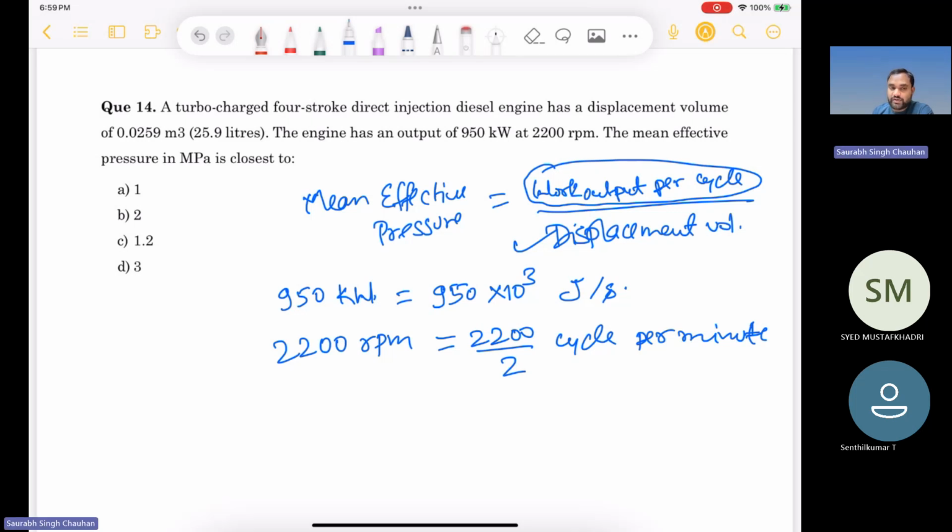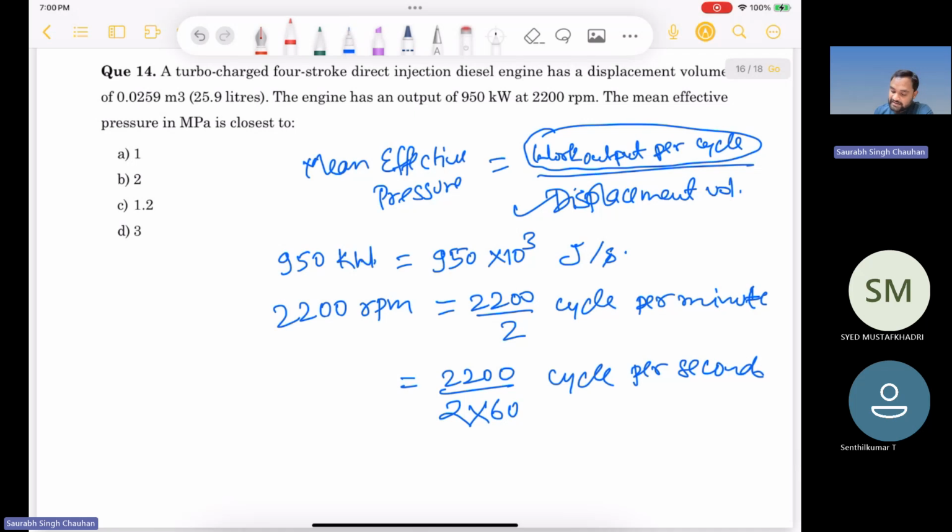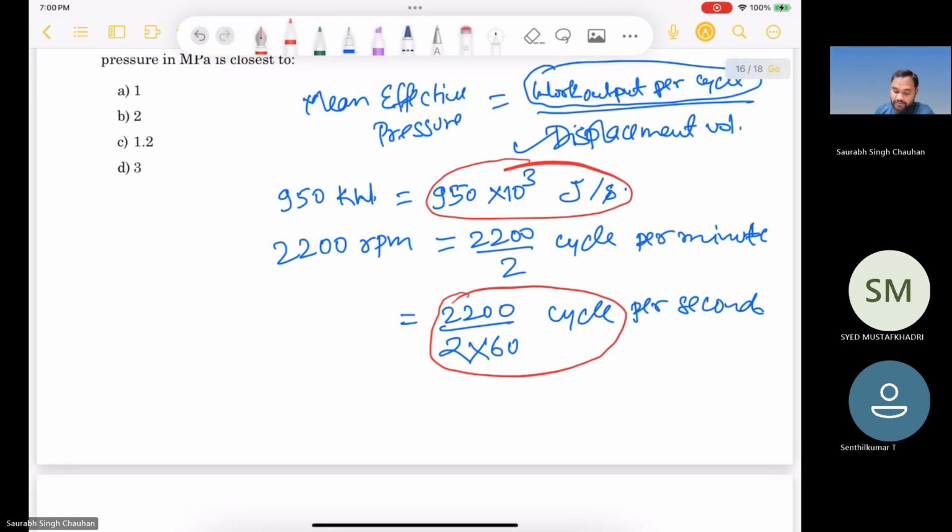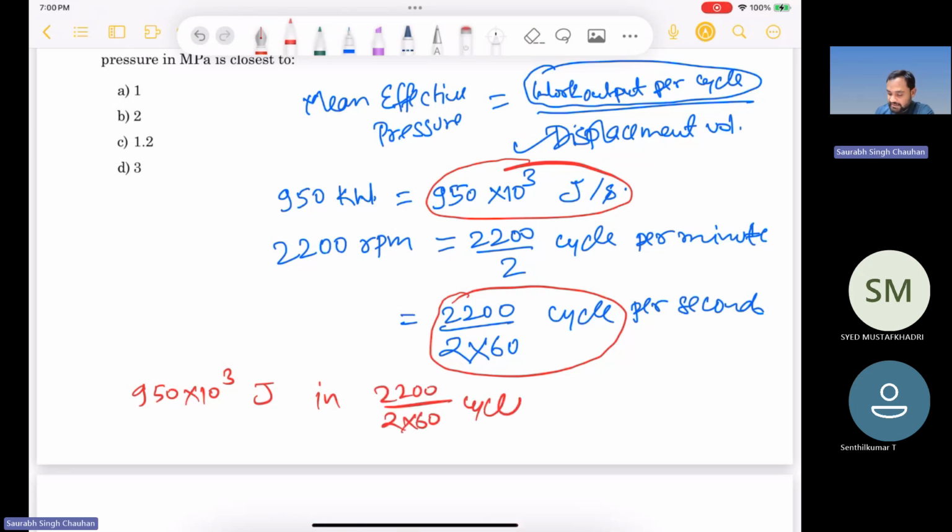for completing one thermodynamic cycle, we need 2 revolutions, right? And in two-stroke engines, one cycle is completed in 1 revolution. So since it is a four-stroke engine, for completing one cycle there should be 2 revolutions. So if there are 2200 revolutions in 1 minute, there will be 2200 divided by 2 cycles per minute. And there will be 2200 divided by 2 divided by 60 cycles per second, right? So in 1 second, there are these many cycles and this much energy is produced. So you can say that 950 into 10 to the power 3 joule is produced in 2200 divided by 2 into 60 cycles, right?